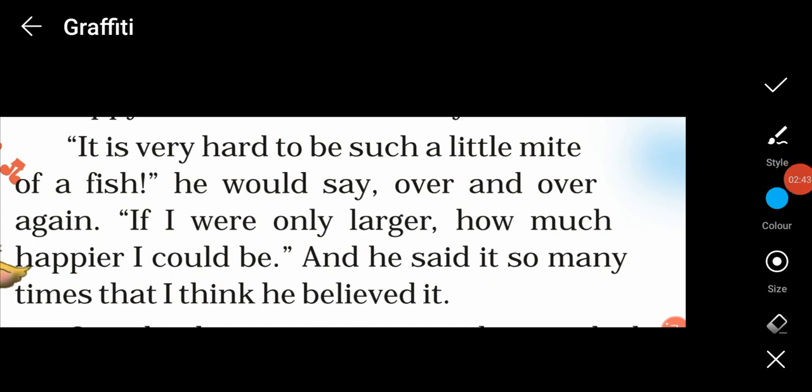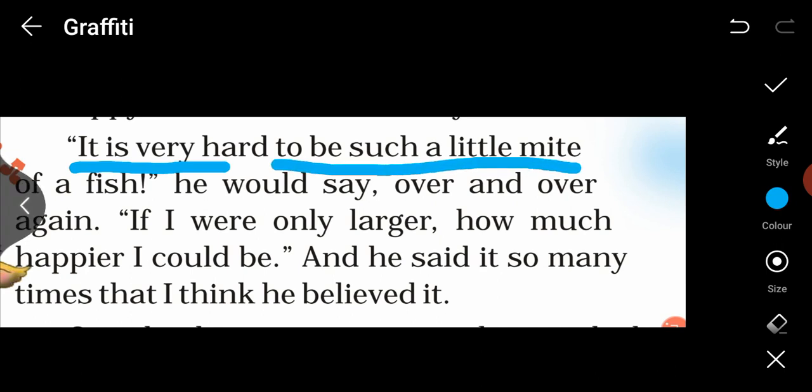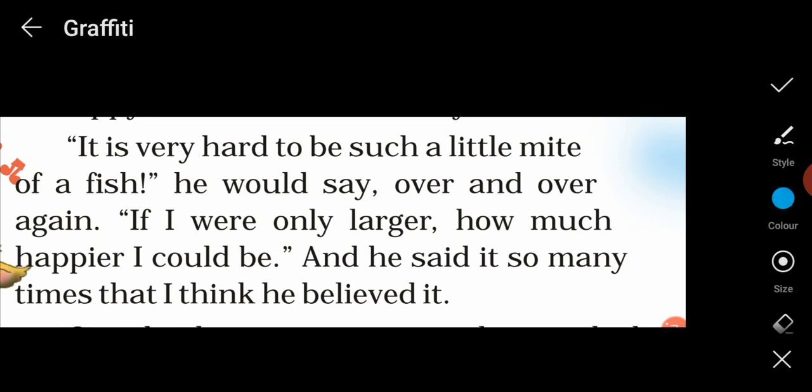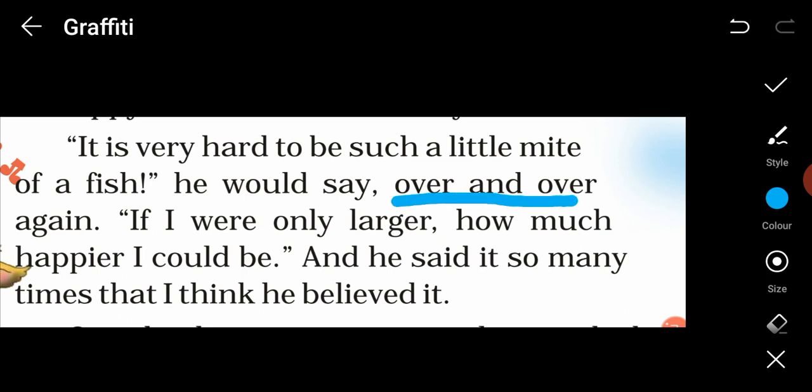It says, it is very hard to be such a little mite of a fish. Mite is a small insect. Now here the fish is telling that it's very hard to be such a small fish, over and over again. So it shows that it's really depressed. It's really unhappy to be such a small fish. If I were only larger, how much happier I could be.